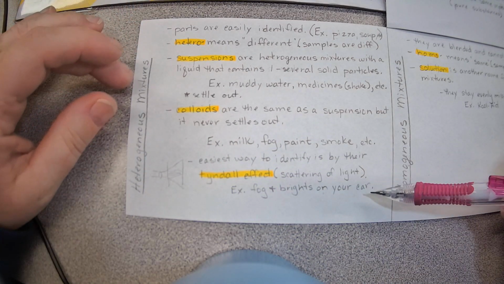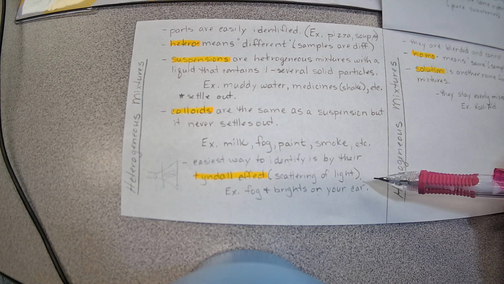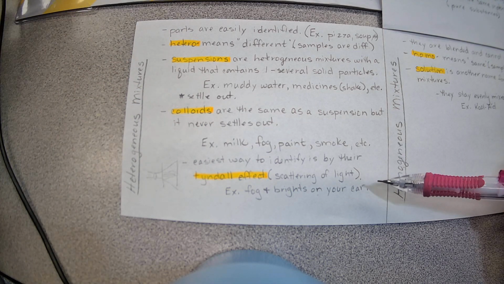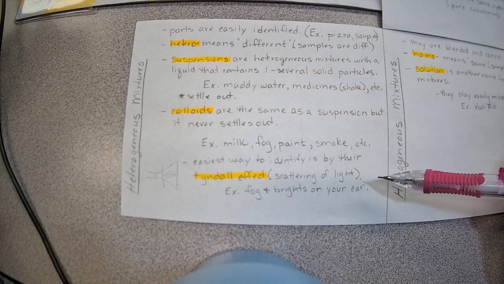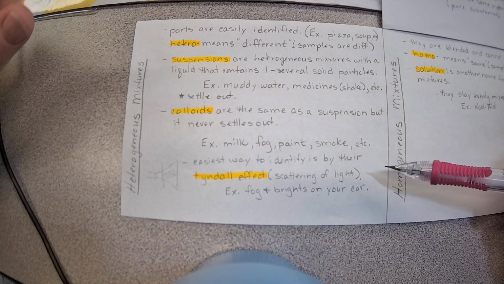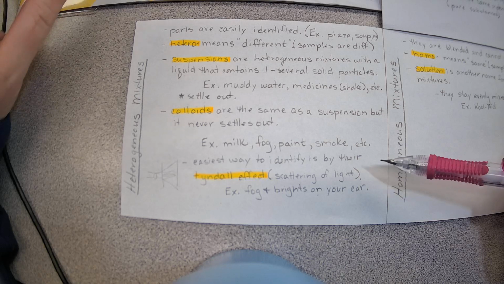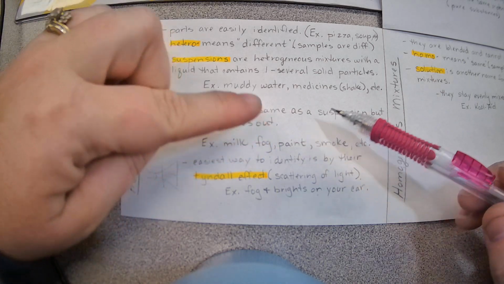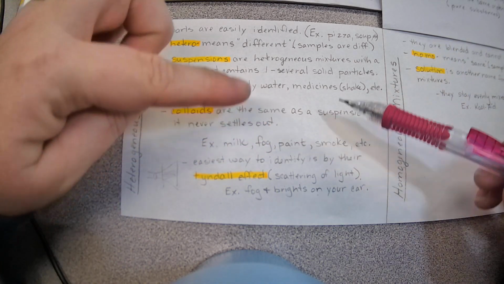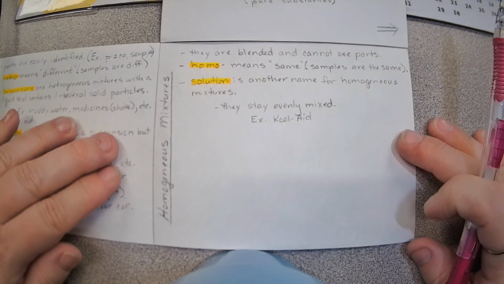The best way to show you this and explain this to you is fog and your brights on your car. If you've ever driven in fog or even heavy snow, you turn your brights on and it is very hard to see. It makes it 10 times more difficult to see. So it's better to turn those off and just drive with your regular lights. That's the Tyndall effect, where the light actually spreads out rather than just continuing on in one path. Okay, so that's heterogeneous. Then we go to homogeneous.